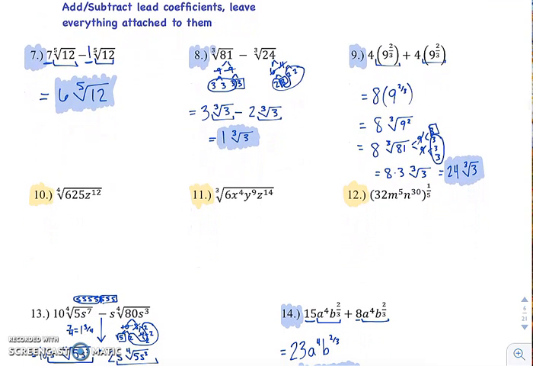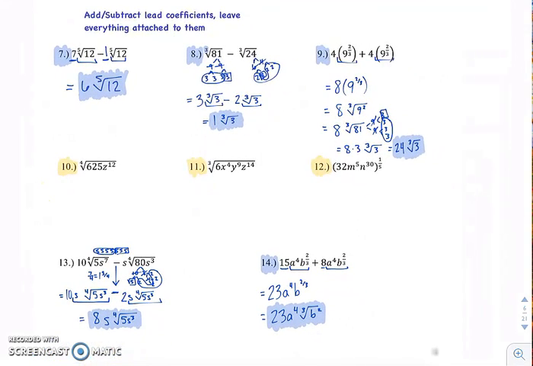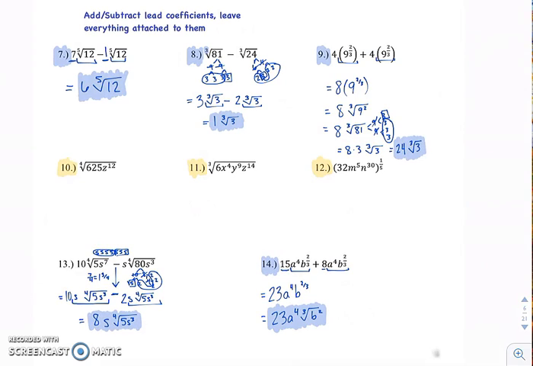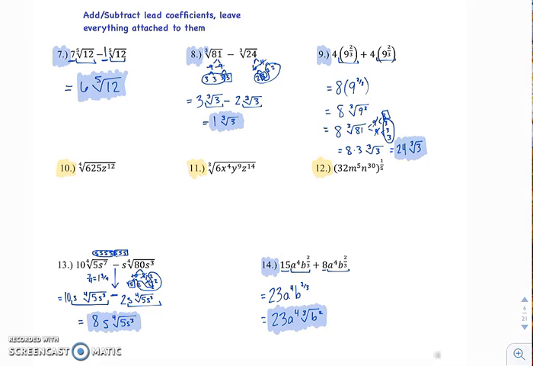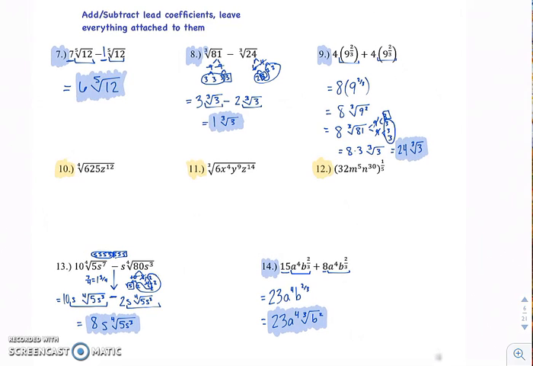So when you're adding and subtracting, even though it seems weird, you guys want to try and make sure that what's attached to that lead coefficient is the same once you're done simplifying, and then say, okay, how many of whatever you're working with do you have? And that's it.